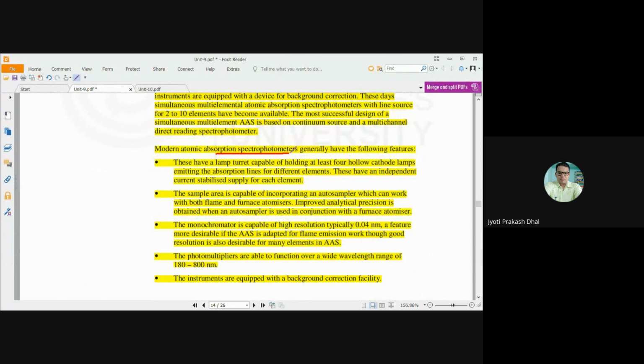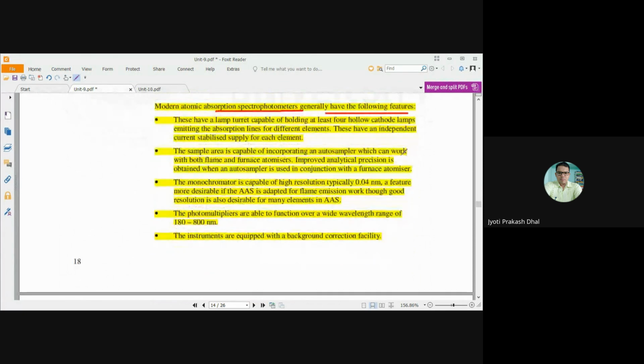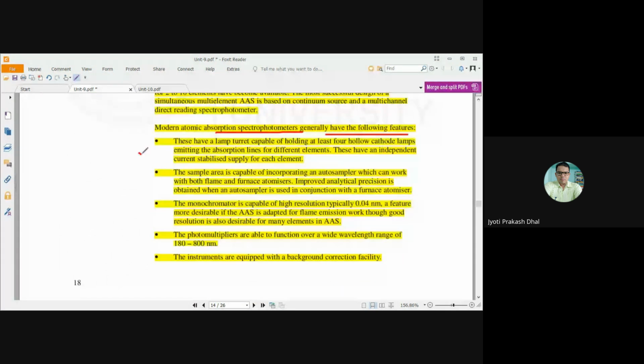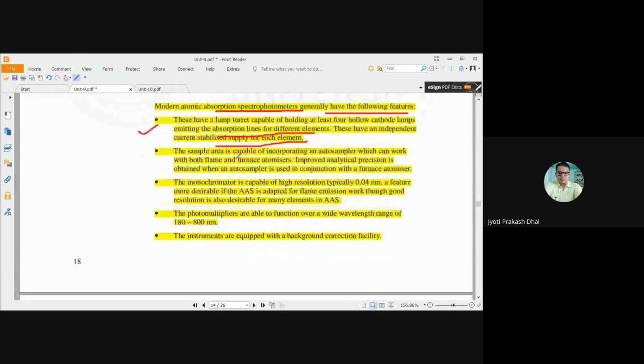Modern atomic absorption spectrometers generally have the following features. They have a lamp turret capable of holding at least 4 hollow cathode lamps that emit absorption lines of different elements. These have an independent current stabilized supply for each element. The sample area is capable of incorporating an atomizer which can work as both flame and furnace atomizer. Improved analytical precision is obtained when the autosampler is used in conjunction with the furnace atomizer.